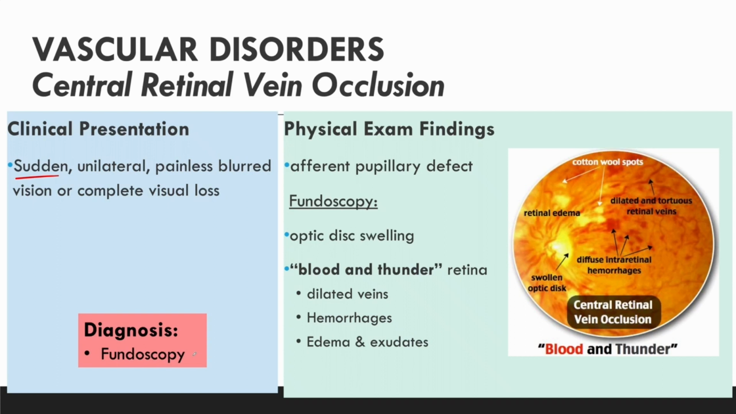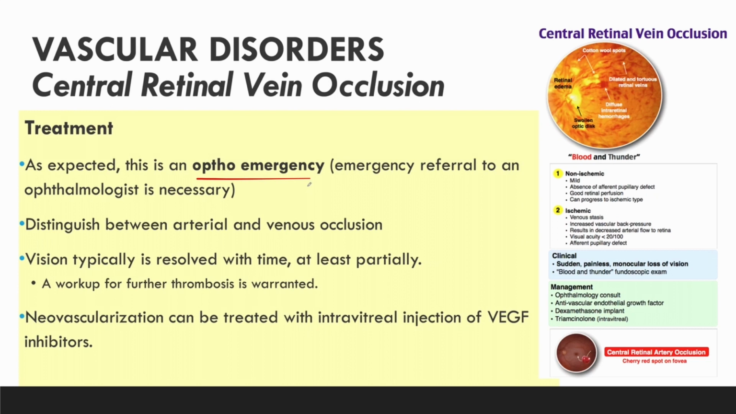Sometimes these patients, along with central artery patients, can have no vision or even sometimes just see fingers. They can only differentiate fingers. They can't read a Snellen chart. Same afferent pupillary defect, the Marcus Gunn pupil. You might see some swelling of the optic disc and the blood and thunder appearance. Treatment, well, it is an ophtho emergency. There's not a whole lot that can be done. You can do some VEGF inhibitors, but the main thing is you want to look for the cause.